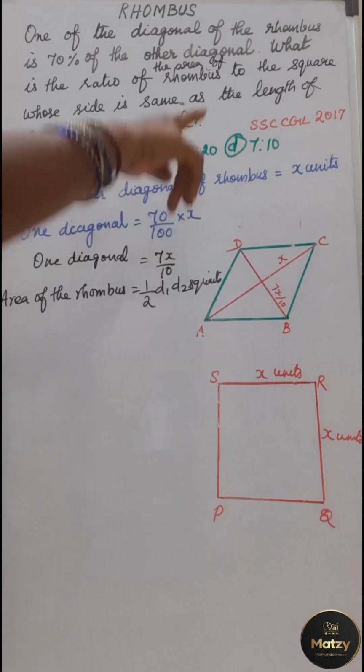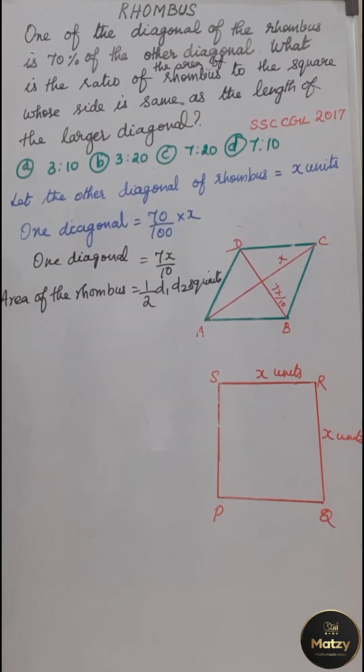This question was asked during the year 2017 in the SSC CGL exam. This is also one important question from the book Quantitative Aptitude by Dr. R.S. Agarwal. Let us see the problem. One of the diagonals of the rhombus is 70% of the other diagonal.